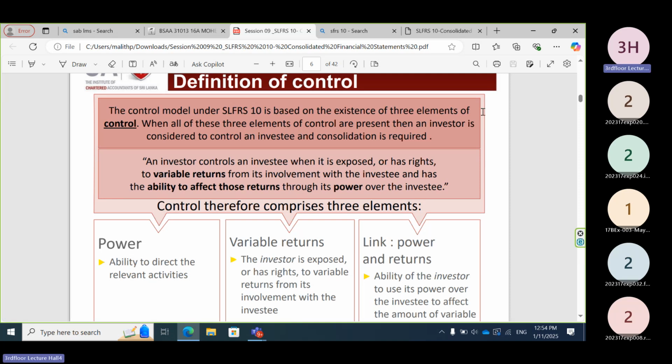Then we have a word for your decisions, your activities. The investor will do some activities. That's called the ability to direct the relevant activities. That is called power. With the power, you are directing some activities of the entity to enhance your return, to manage the return of the entity. That is called control. How are you going to assess this? That is the doubt.